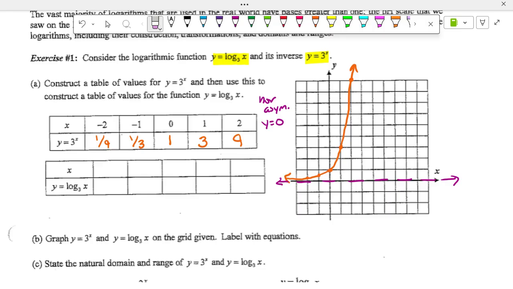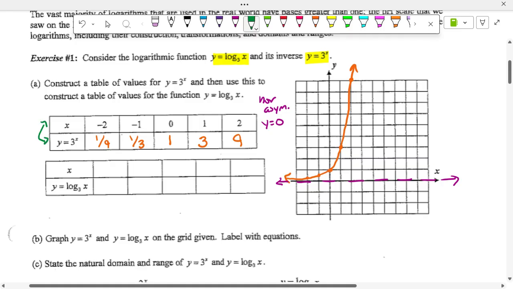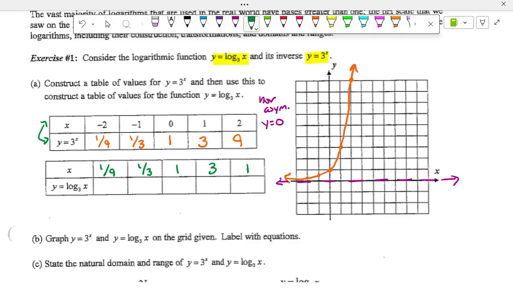Since these two functions are inverses of each other, the table for log base 3 of x is really easy, because what do I have to do? If they're inverses of each other, you just have to flip the x and y's. So the x values now are 1/9, 1/3, 1, 3, and 9, and the y values are now -2, -1, 0, 1, 2. That's a nice thing about inverses. Once you have one, you can find the other just by flipping the table.